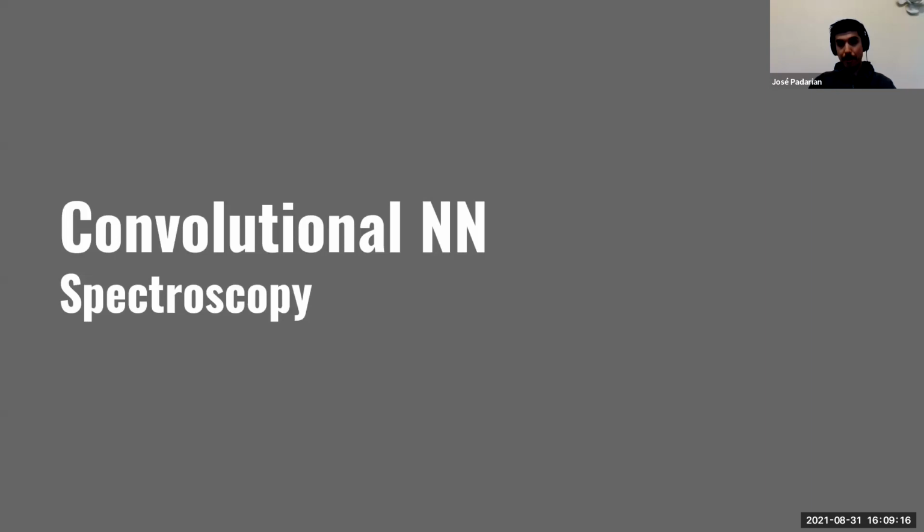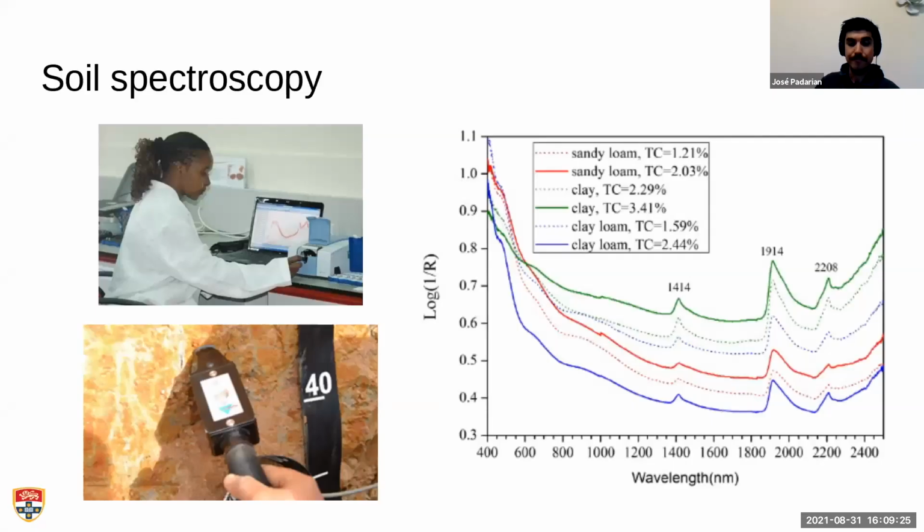So the first thing that I'm going to show you is the use of convolutional neural networks, convolutional layers, in the context of soil spectroscopy. Soil spectroscopy is something that we've been using for a very long time in soil science, where basically we have a sample of soil. We apply some light with an instrument. The light returns to the instrument. We can record that either in the lab or in the field, and we obtain a profile of that specific sample, a spectrum.